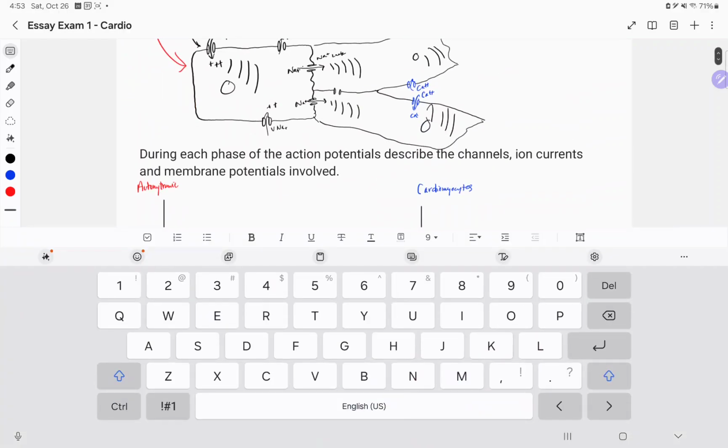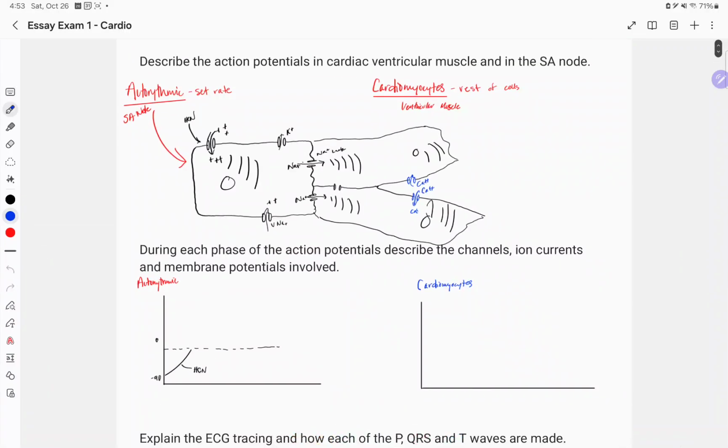Actually, let me back up here a second. I believe what's happening here, I don't know if there are calcium channels there or not. But what I want to change here is that these channels on the autorhythmic membrane are... oh, actually, no. Oh, yeah. I believe these would be our calcium channels, right?